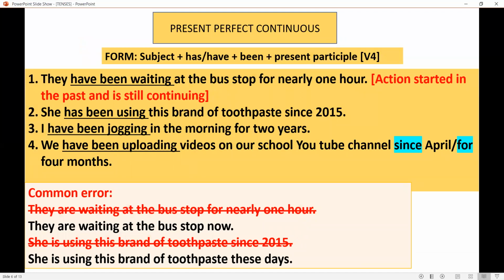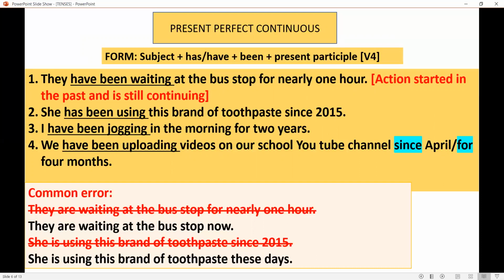The form of present perfect continuous tense is subject plus has or have plus been plus the present participle form of the verb, that is V4, the ing form of the verb. Let us see the first example. They have been waiting at the bus stop for nearly 1 hour. The action started in the past and is still continuing. And the time is mentioned, right? For nearly 1 hour. Another example, she has been using this brand of toothpaste since 2015.